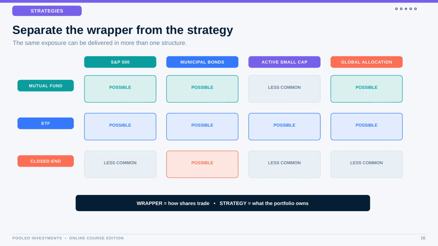A fund's wrapper and its investment strategy are separate decisions. An S&P 500 strategy can be delivered through a mutual fund or ETF.